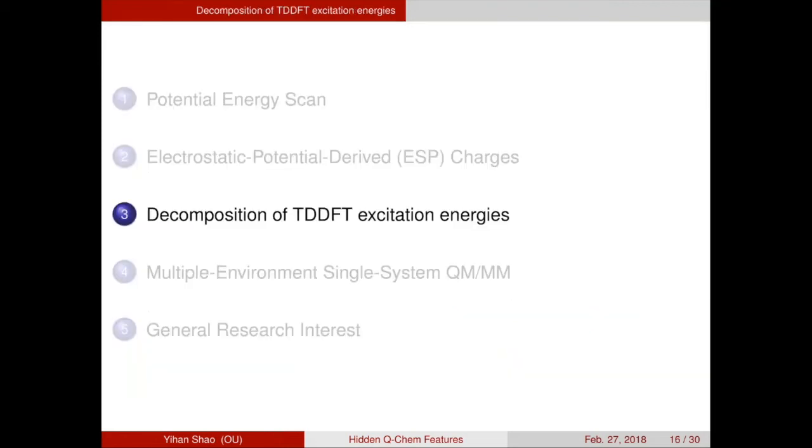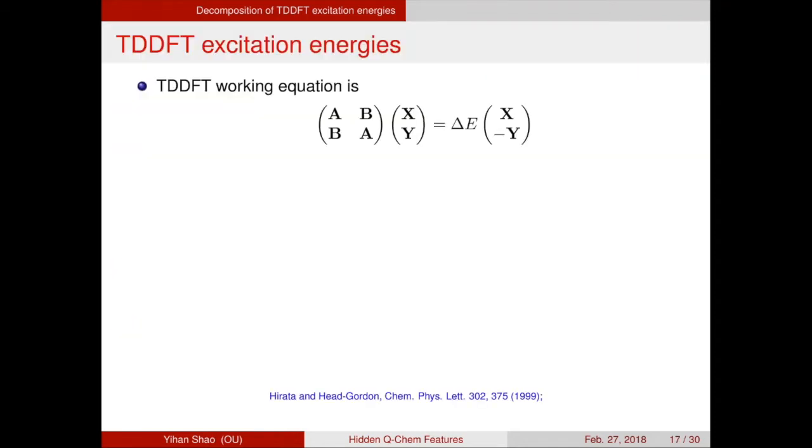The third feature I want to talk about is the decomposition of TDDFT excitation energies. In my group, we do a lot of TDDFT calculations, and many of you know that in TDDFT calculations, what we are really doing is solving what I would call the ABBA equation. We really have a generalized eigenvalue problem. We try to diagonalize this ABBA matrix. If you want to know more details, you can read, for example, the paper by Hirata and Martin Head-Gordon back in 1999. We diagonalize this matrix, so we get the excitation energy, which we call the vertical excitation energy. The X and Y values are called amplitudes.